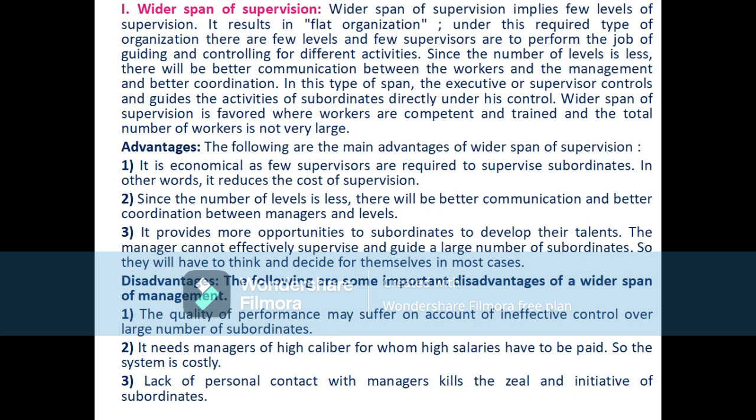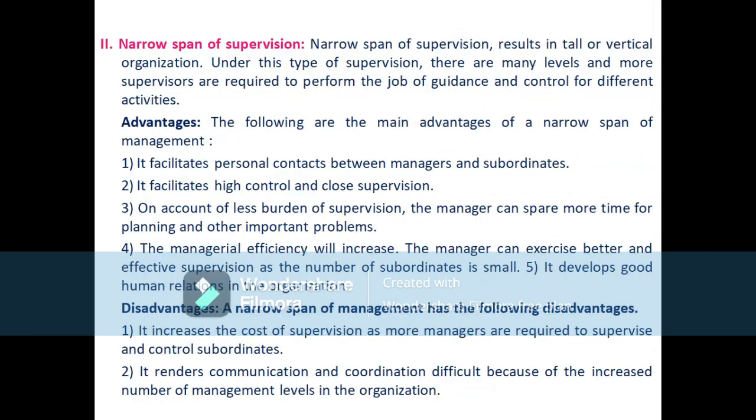Okay, so these are the disadvantages regarding wider span of supervision. Coming to narrow span of supervision. Narrow span of supervision results in tall or vertical organization. Previously, wider span was considered flat. Flat means horizontal, but now this is vertical. For example, top to down is known as vertical: top level, middle level, lower level management. That is known as vertical organization.